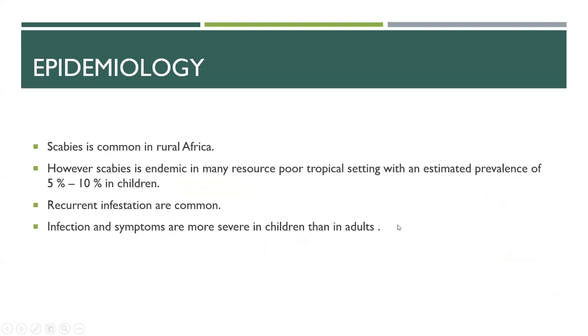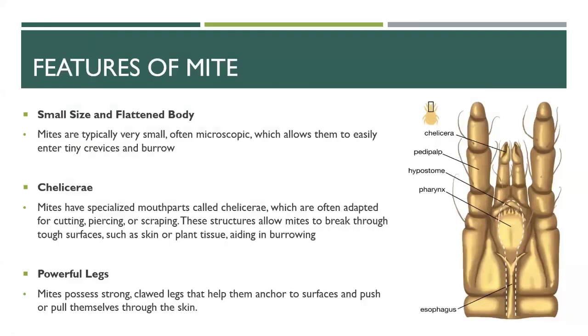Now, scabies, as you've seen, is common in some parts of Africa, and specifically the rural parts of Africa. Scabies is endemic in many areas that are basically poor areas in the tropical region, with a prevalence of around 5 to 10 percent, affecting mostly children. So basically, it has a recurrent infestation, and infection symptoms are more prevalent in children than in adults.